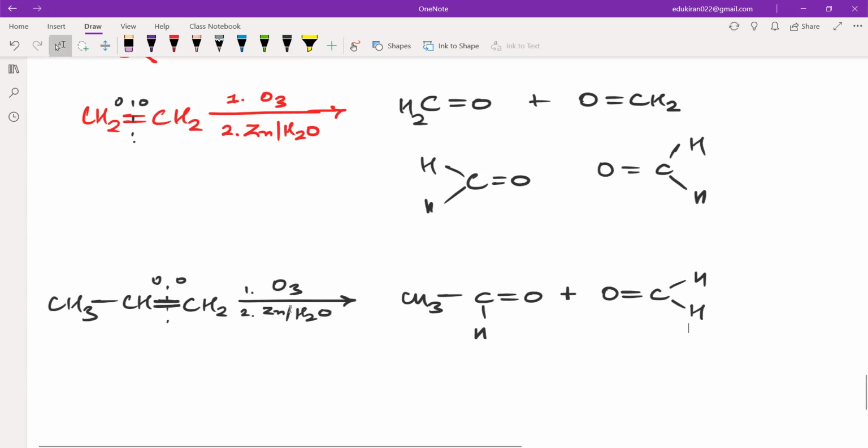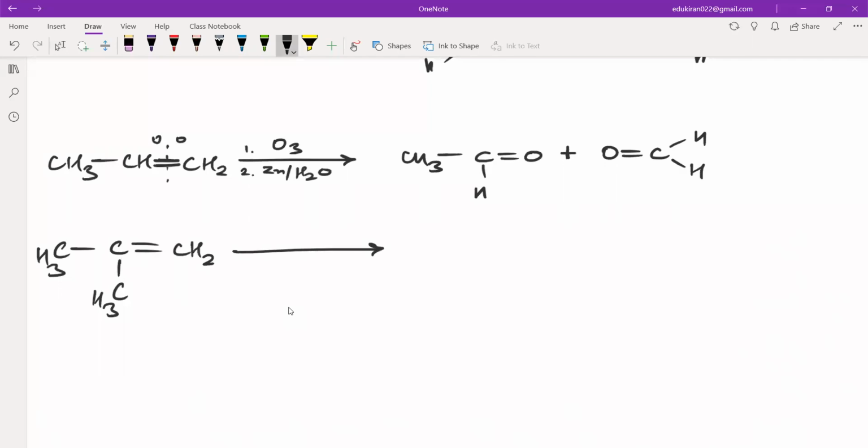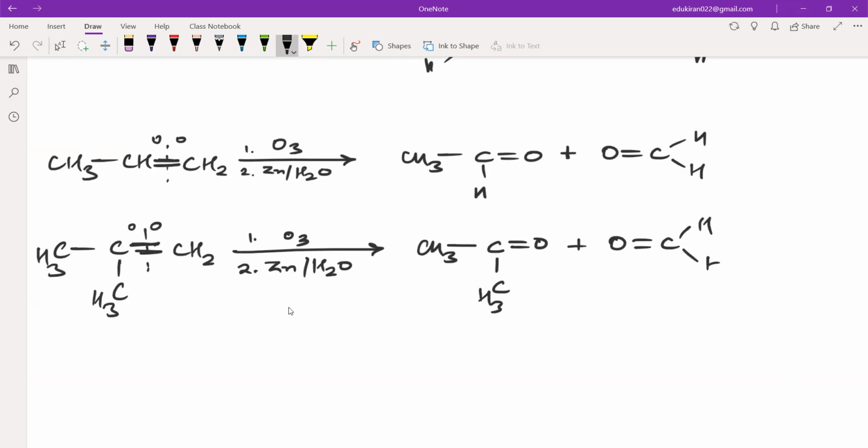Next is, if you have CH3, single bond carbon, with CH3 here, double bond CH2. Then you're going to get O3, second is zinc in the presence of H2O. So you'll break it like this, oxygen and oxygen, CH3, carbon, single bond CH3, and double bond O. So this is ketone, plus you are going to get oxygen, carbon, and there are two hydrogens. This is methanal.